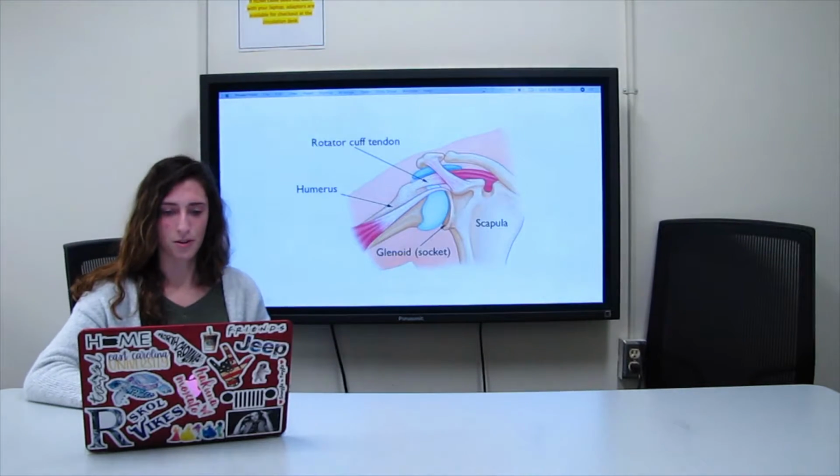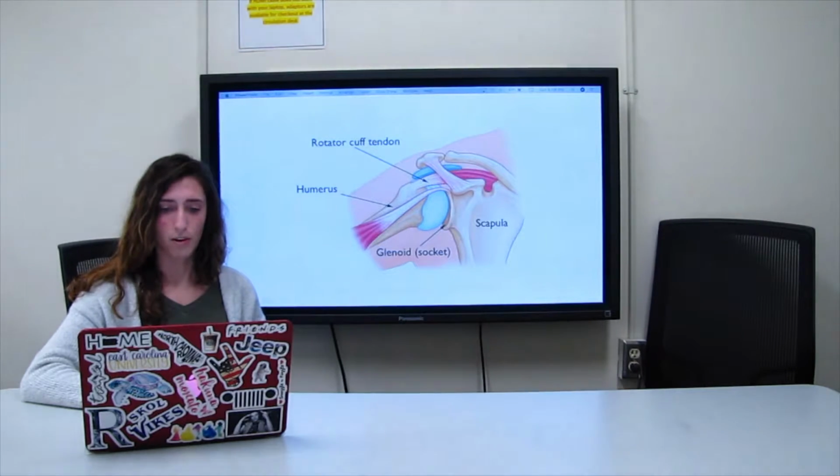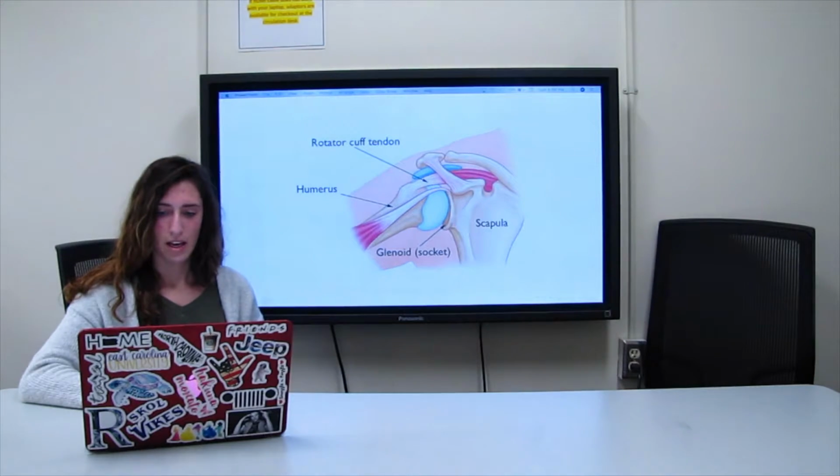The anatomy of the shoulder is a ball and socket joint made up of 3 bones: your upper arm bone, your humerus, your shoulder blade, your scapula, and your collarbone, your clavicle. The head of the humerus fits into the rounded socket of your shoulder blade. This socket is called the glenoid.